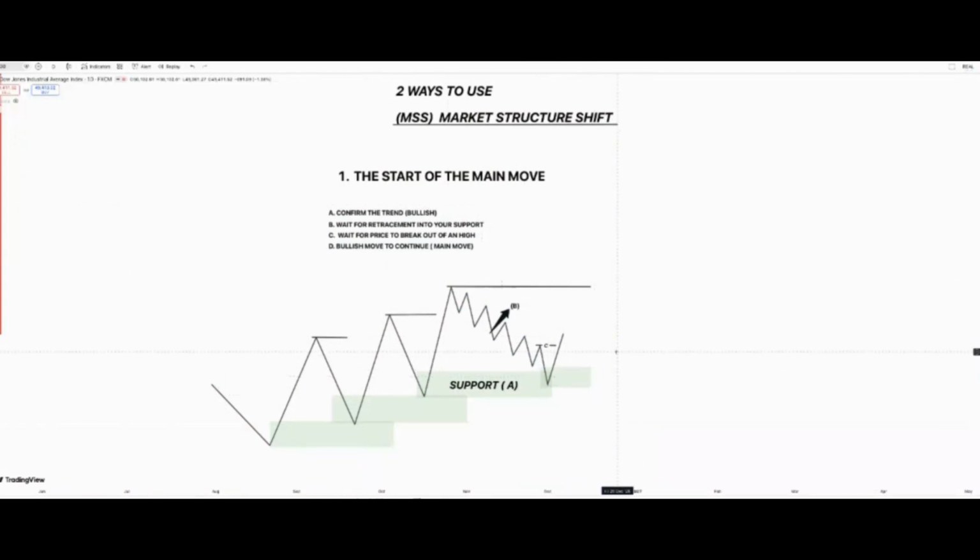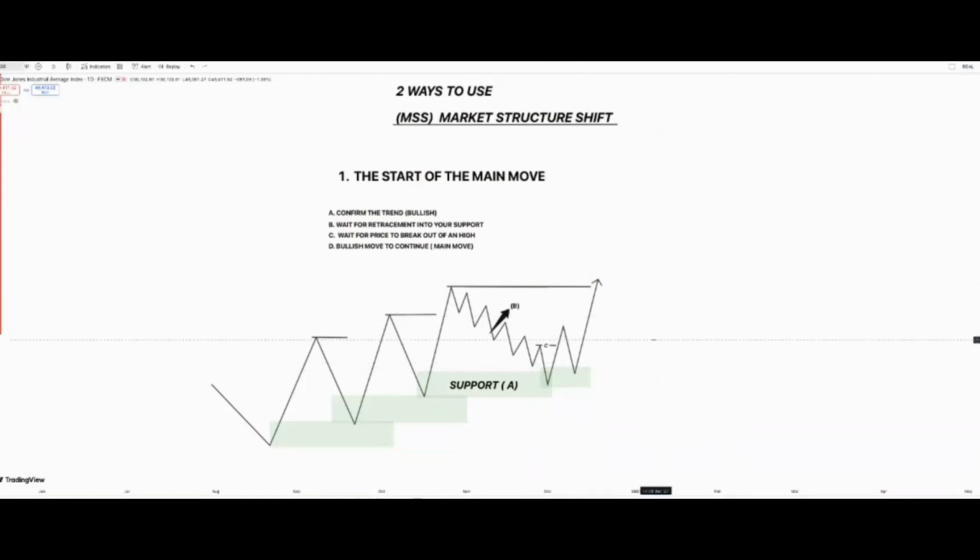Because in an uptrend, we want each low to be respected and the highs to be broken, and price has created a higher high instead. So the next thing to look out for is for price to retrace into your new support and continue the main move to take out this high. That is the first way to use your market structure shift. The start of the main move.